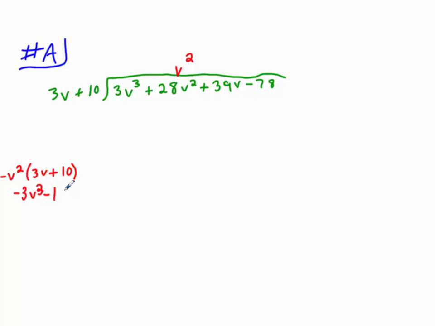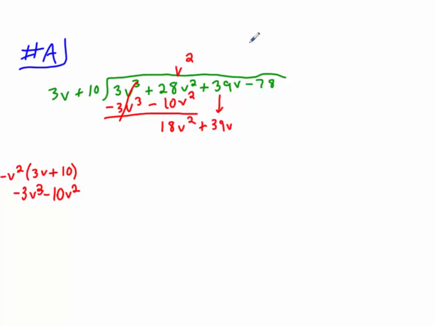That's v cubed. Minus 10v squared. That's what goes underneath here. Minus 3v cubed minus 10v squared. Okay, so this cancels, which is what we wanted. 28v squared minus 10v squared is 18v squared. And then I drop down my next number, plus 39v, and I start over.